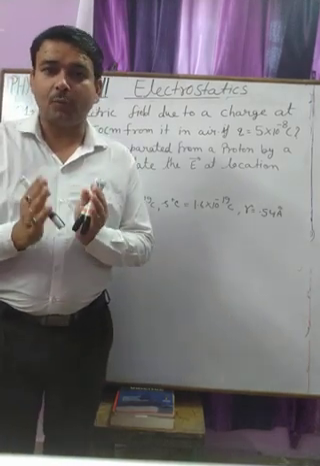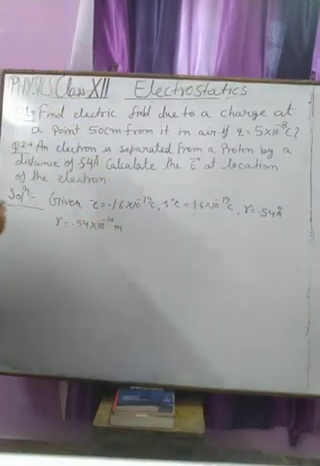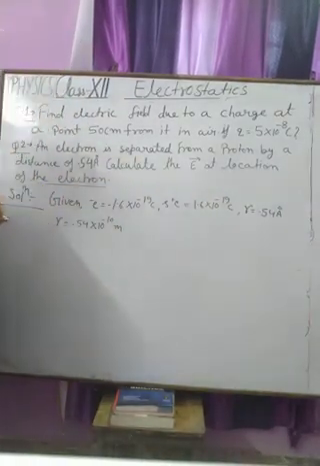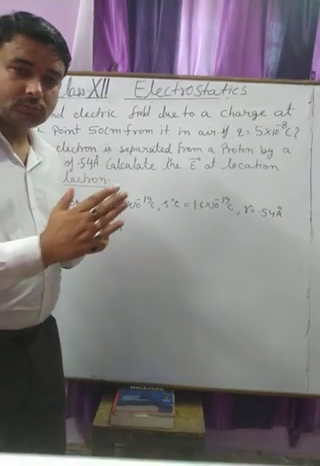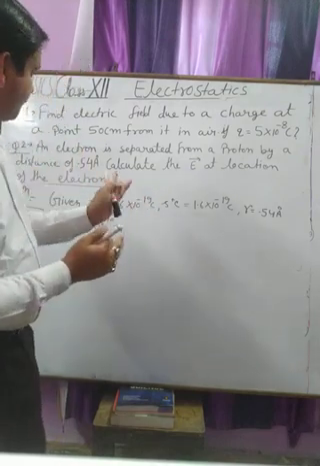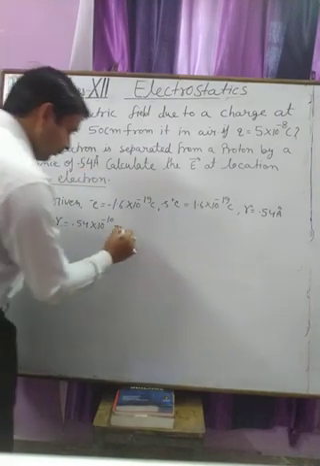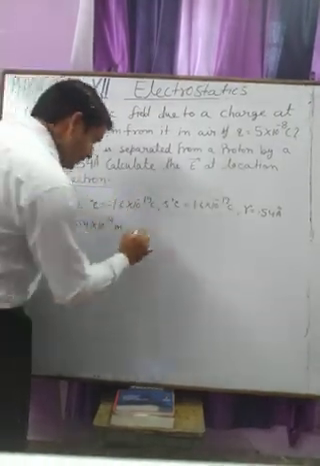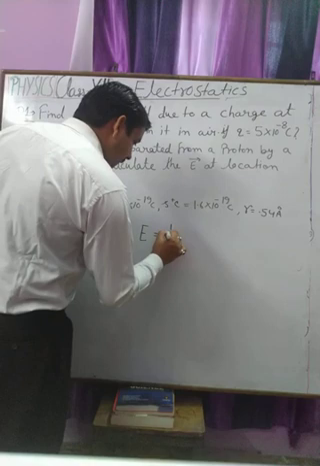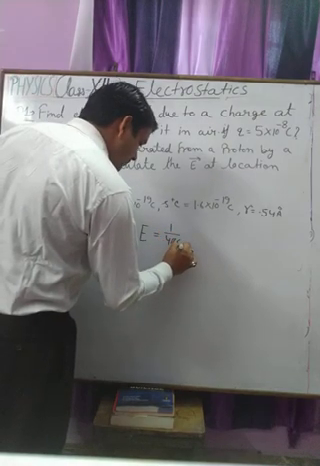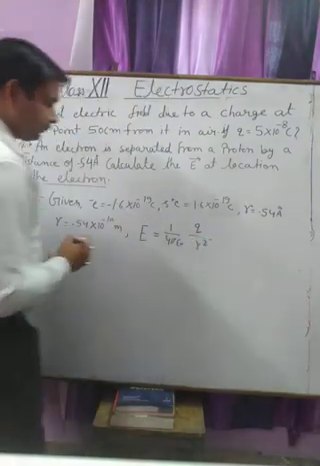electric field due to a point charge, because we need to calculate here the electric field due to the electron on the proton at this distance. So we have the formula for electric field due to a point charge, that is E is equal to 1 upon 4 pi epsilon naught Q upon R square.